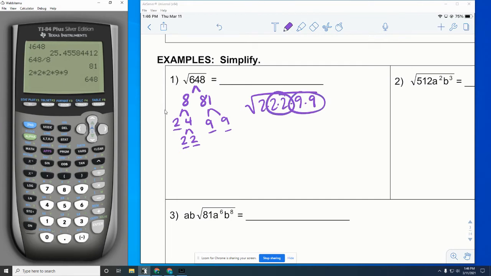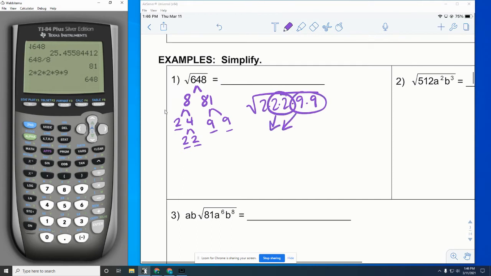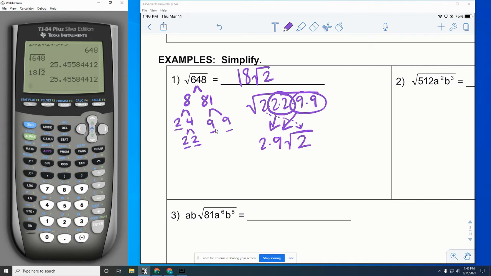In order to get out of this square root, you need a pair, a group of 2. Not a group of the number 2s, but like a group of 2 numbers that are the same. And then if you don't have a friend, you have to stay on the inside. So outside, 2 times 9 is 18, and then we have that square root of 2. So to do a quick check, here was my original. And here's what I simplified, same decimals.